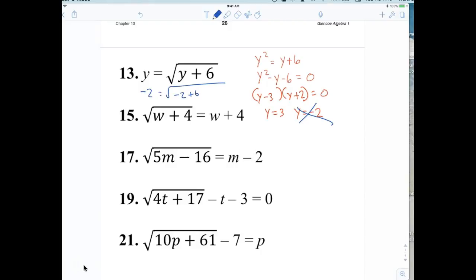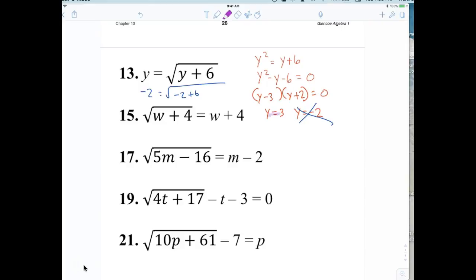What's the square root of 4? Not what? -2. So your radicals cannot be set equal to a negative. Your radicals cannot be set equal to a negative. Everybody with me on this? Yes. All right. So we say -2 is an extraneous solution.